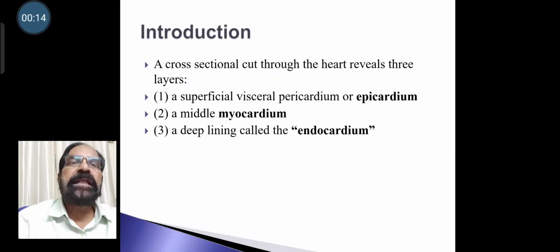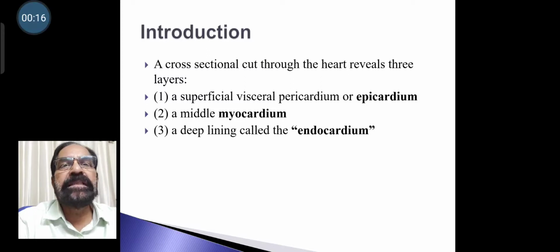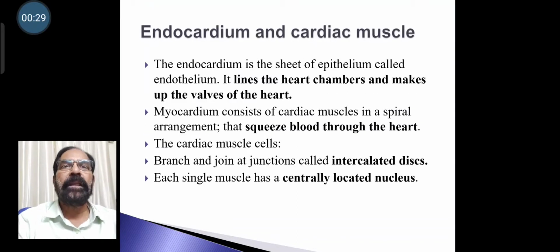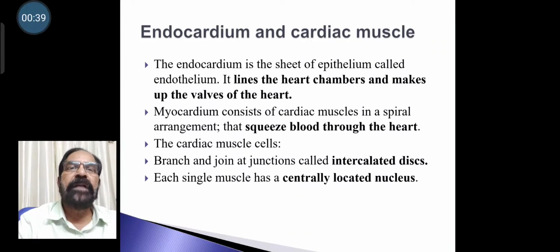A cross-sectional cut through the heart reveals three layers, that is superficial layer, epicardium, middle layer, myocardium, and deep layer, that is endocardium. Endocardium is the sheet of epithelium. It lines the heart chambers and makes up the valves of the heart.